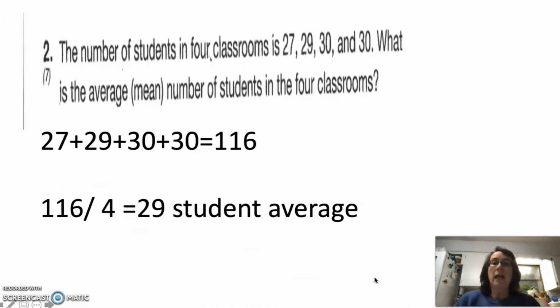Number 2. The number of students in 4 classrooms is 27, 29, 30, and 30. What is the average or the mean number of students in the 4 classrooms? So here I added all the numbers for you. 27 plus 29 plus 30 plus 30 is 116 altogether. And then to find the average, we're going to divide 116 by 4 to get 29 students as an average for each of the classrooms.